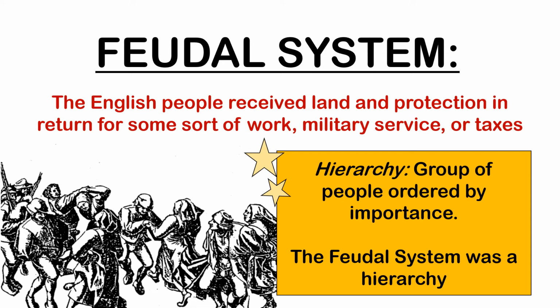Okay, so we are going to look at the feudal system. So this is where the English people would receive land and protection in return for some sort of work, military service, or taxes. So the feudal system was a type of hierarchy, and by hierarchy we mean that there was a group of people ordered by their importance in society. So just like the school, where the head teacher is the most important and new students are the least important, the feudal system has these similar tiers as well.